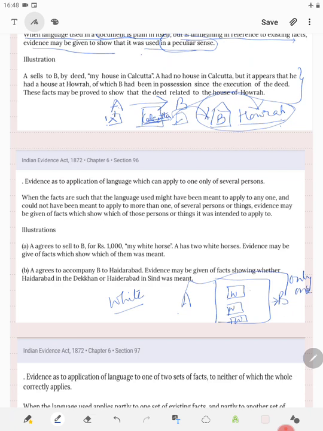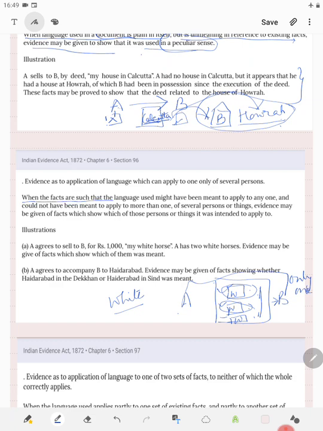Now, which white horse? This white horse, this white horse, or this white horse? So, this is a type of latent ambiguity, and now the evidence can be given as to which white horse he actually meant. So, when the document refers to only one of the several things, and only one, there are several things of the same kind and only one is referred to, then for which particular thing is referred, evidence can be given. So we'll just read.